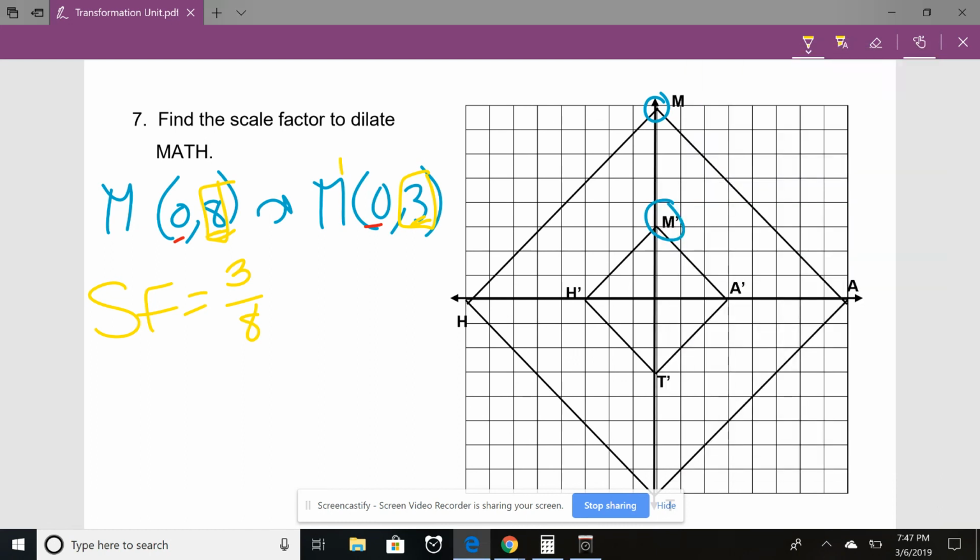That's why this figure is getting smaller. It's dilating to become the prime figure. So that makes sense. And when it's a fraction, you just leave it as a fraction. Just make sure you reduce it all the way.